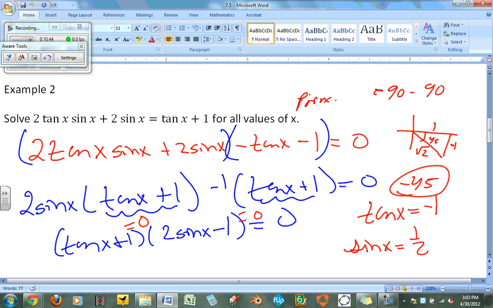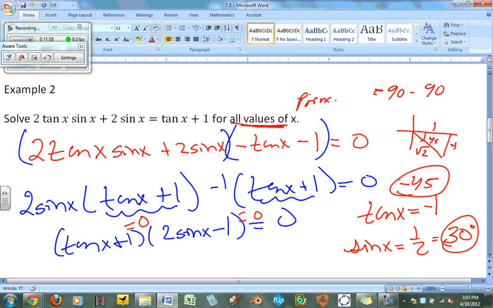And when does sine of x equal 1/2? You can look at your chart, you can do your 30, 60, 90 triangles, and for time reasons, I'm going to tell you that it's 30 degrees. You guys know how to figure that out. We've been through that before. So our two answers are negative 45 and 30 degrees. All right. And if we were trying to solve these for all values of x, oh, it does say for all values of x. My bad.